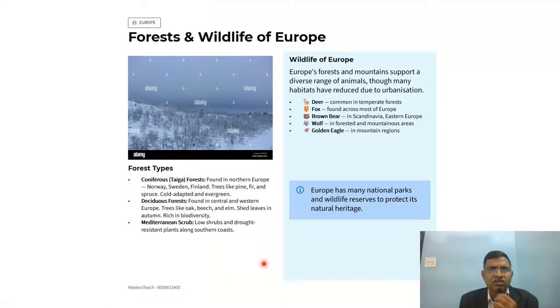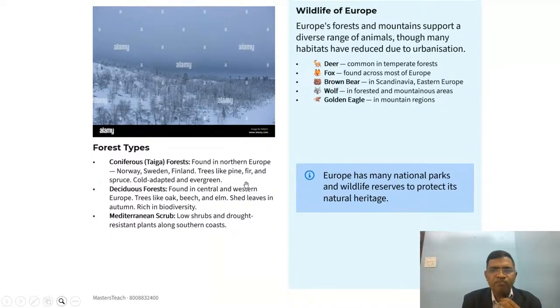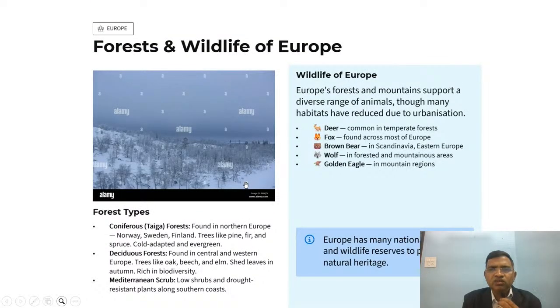Then forest and wildlife in Europe. Let me zoom here. Europe's forests and mountains support a diverse range of animals, but many habitats have reduced due to urbanization. Nowadays the wildlife is slowly vanishing.